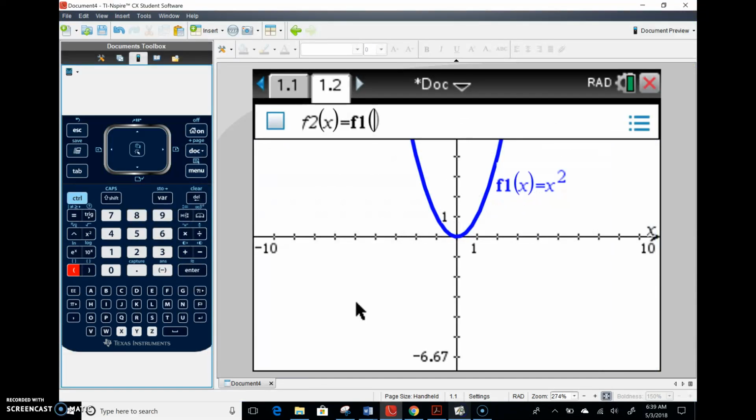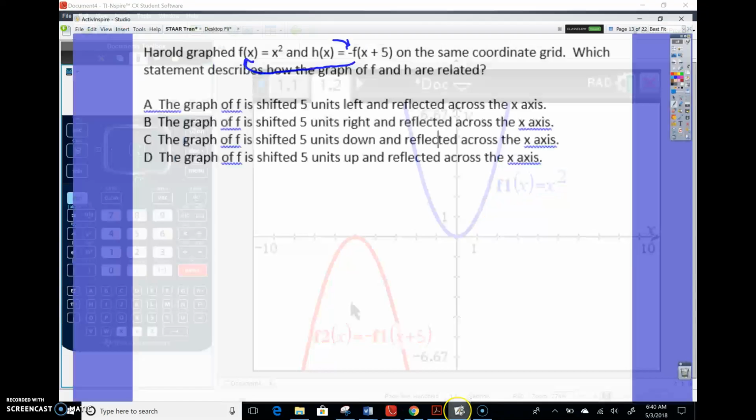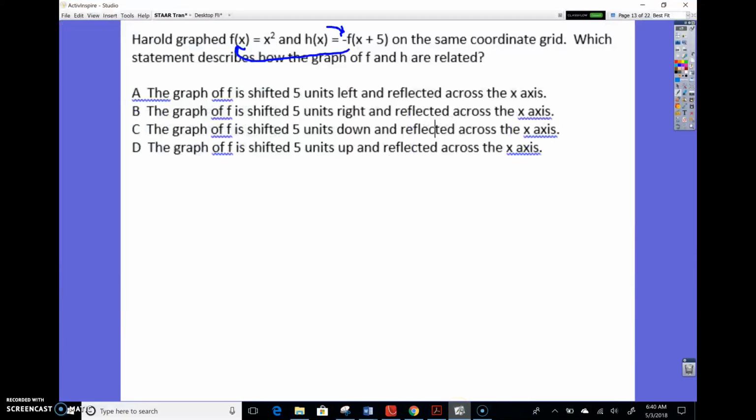x plus 5. You know what I forgot? I forgot to put the negative in front. So I need to put the negative in front. This is how we can see how f1 changed. If you look at it, it translated to the left 5 and reflects. So that's what we're going to look for. The graph of f is shifted 5 units to the left and reflected across the x-axis. So that one is correct right there.